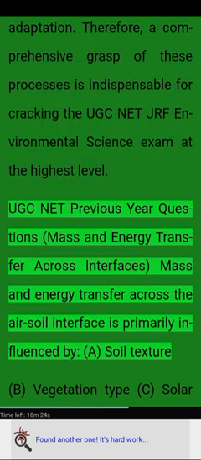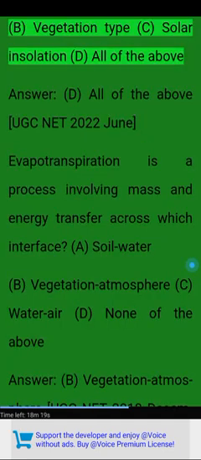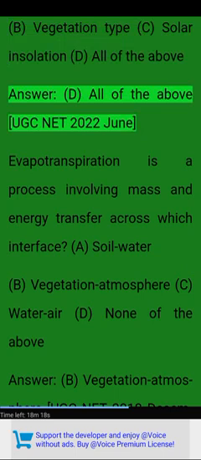UGC NET previous year questions. Mass and energy transfer across interfaces. Mass and energy transfer across the air-soil interface is primarily influenced by A. Soil texture. B. Vegetation type. C. Solar insolation. D. All of the above. Answer: D. All of the above.